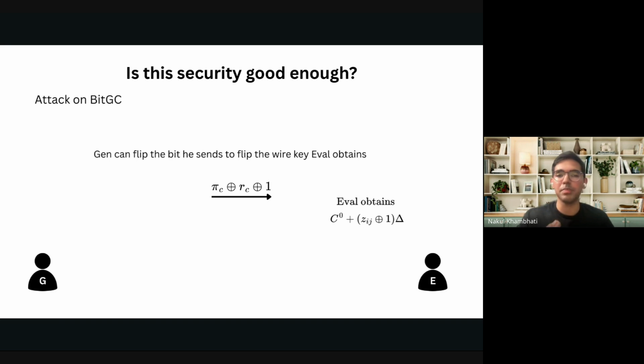When the gobbler is supposed to send pi-c, x, or rc, you can just flip that bit and send that to the evaluator. Again, a simple calculation here would show that the evaluator would then run the EV algorithm and end up with the wrong output key that she's supposed to. So you could flip an AND gate to a NAND gate here. And again, this might not seem like a big thing, but you could end up computing a different function that leaks more information than your desired function wanted to leak.